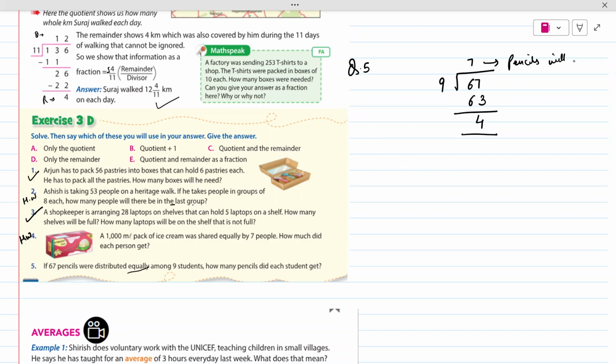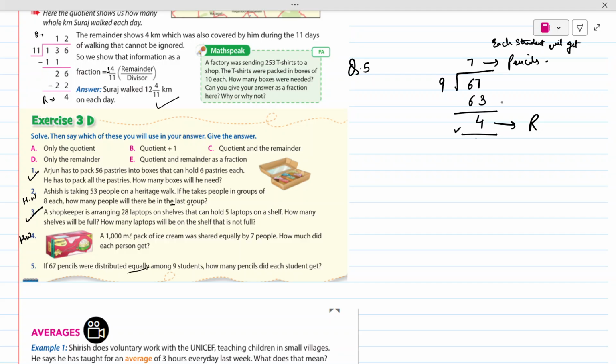So that means each student will get 7 pencils. Okay, and how many pencils would be remaining? 4 pencils would be remaining. This is the remainder, so 4 pencils will be remaining here.